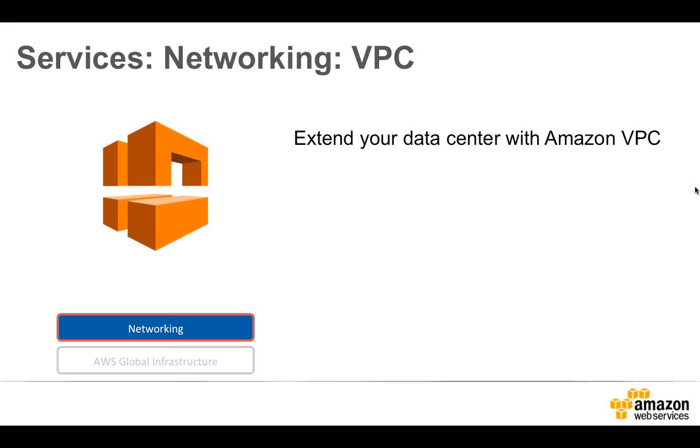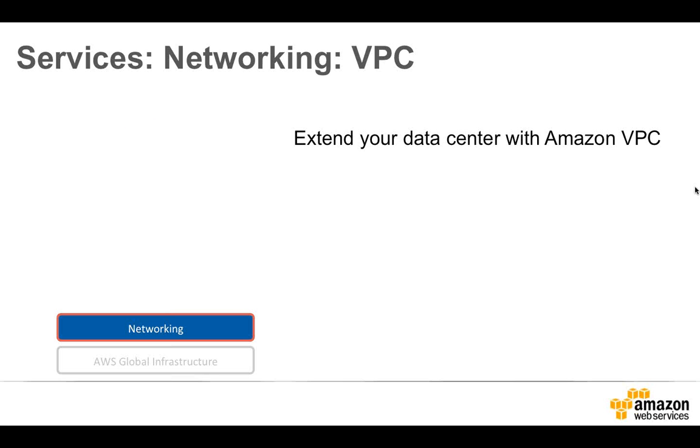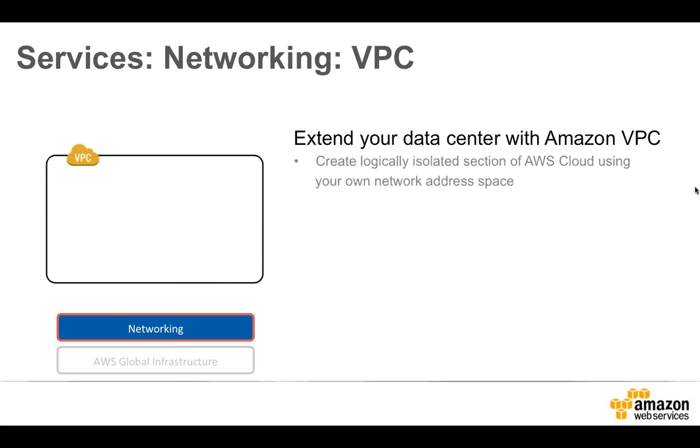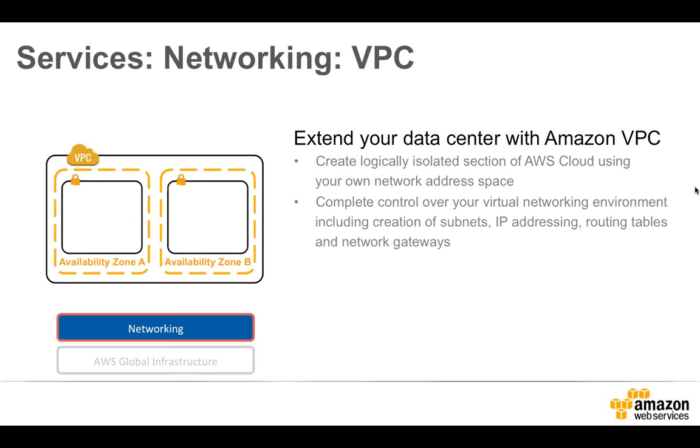Now, how does this all work? Let's take a look at Amazon VPC. So with Amazon VPC, you can extend your data center to the AWS cloud. With VPC, you can create logically isolated sections of the AWS cloud using your own network addressing. So you can define the network addresses and subnets. You have complete control over the virtual networking environment. So you can create subnets, you can create IP addresses, you have full control of the routing tables and all kinds of network gateways that I will be showing to you later.